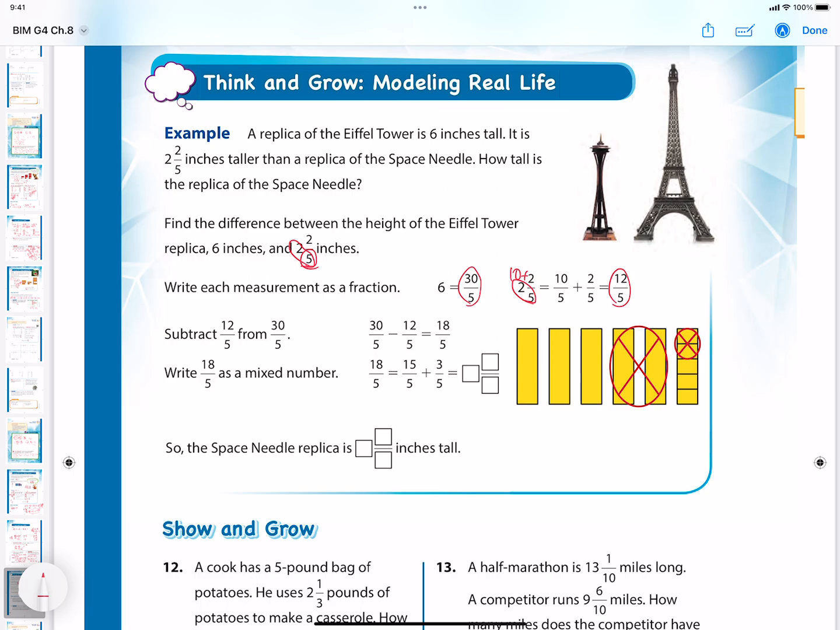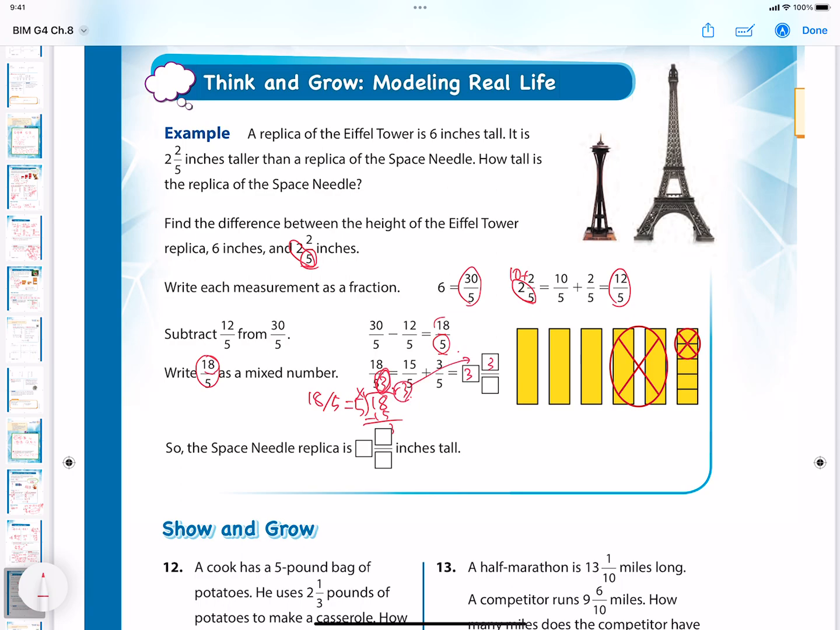Now subtract 12 over 5 from 30 over 5. Okay, we got 18 over 5. Now write this 18 over 5 as a mixed number, because this is an improper fraction. There's an easier way: 18 over 5 is 18 divided by 5. How many times can 5 fit into 18? That's easier, right? So 5 times 3 is 15, and the remainder is 3.